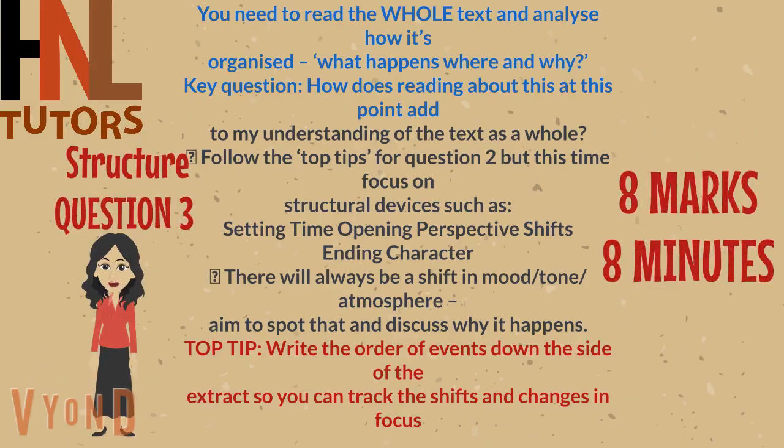You need to read the whole text and analyze how it's organized, what happens where and why. Key question: how does reading about this at this point add to my understanding of the text as a whole? Follow the top tips for question 2, but this time focus on structural devices such as setting, time, opening, perspective shifts, ending, character. There will always be a shift in mood, tone or atmosphere. Aim to spot that and discuss why it happens.